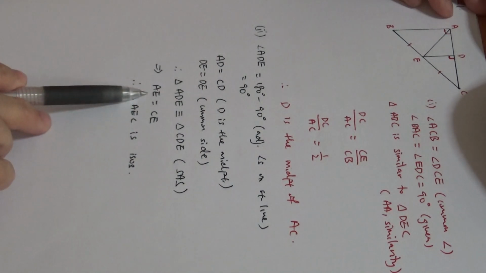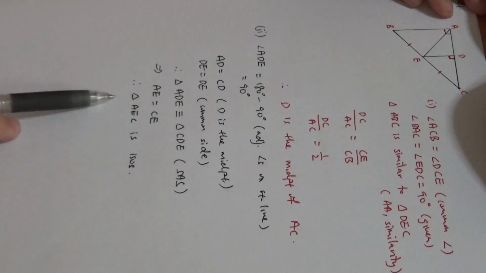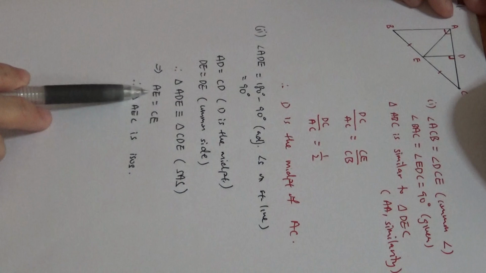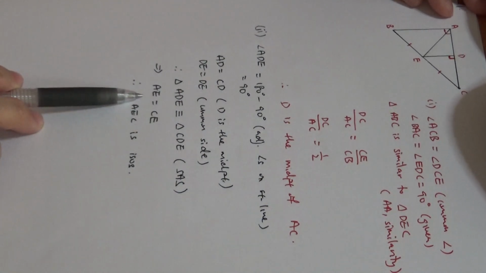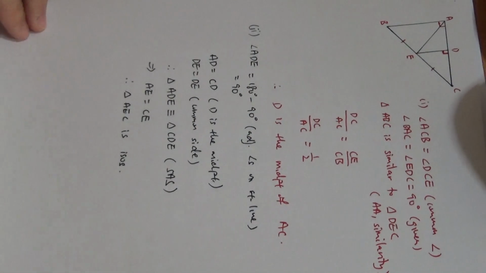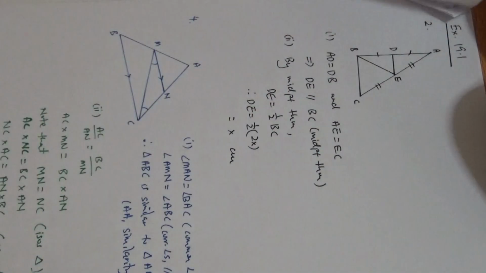If AE is equal to CE, it proves that triangle AEC is isosceles because I have two sides equal. So this will conclude your question 11 of exercise 19.1.